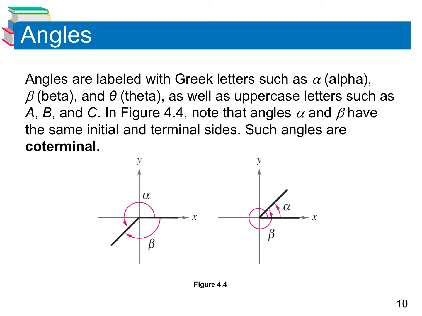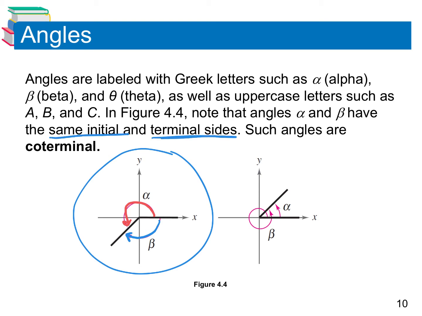Angles are labeled with Greek letters such as alpha, beta, and theta, as well as uppercase letters such as A, B, and C. In figure 4.4, note that angles alpha and beta have the same initial and terminal sides. Such angles are coterminal. In the first picture here, alpha is in the positive direction, so it's going to be a positive angle. Beta is in the negative direction. They have the same initial and same terminal side, so that makes them coterminal, even though they're going to have different measures, because one's positive, one's negative.